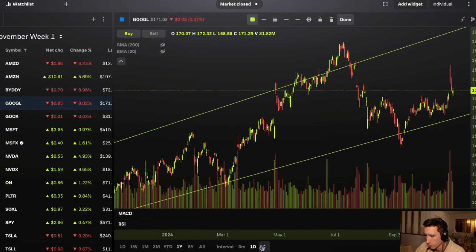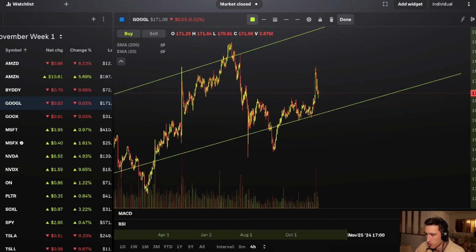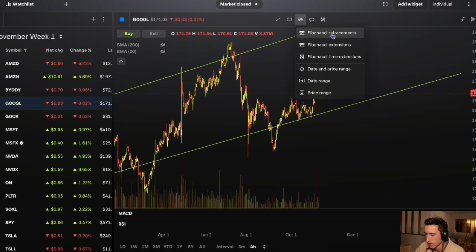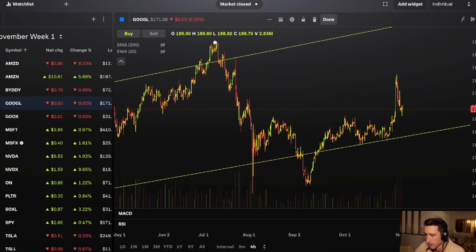So let's look on the 1 year. Let's change this chart to 4-hour so we get it. And essentially, you're going to select the Fibonacci retracement. You're going to look at the high. So you see this high here. It's making lower highs, lower highs, and lower lows. So we have this downtrend.